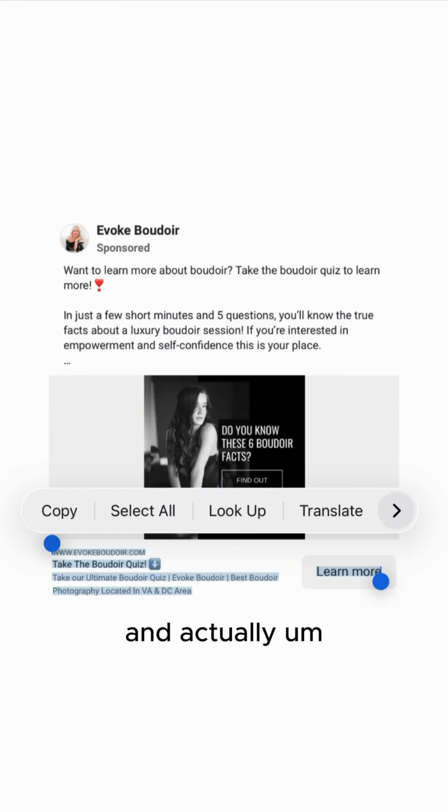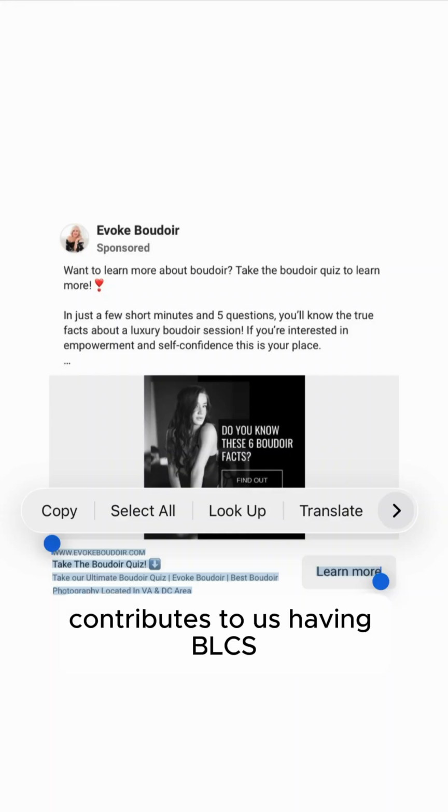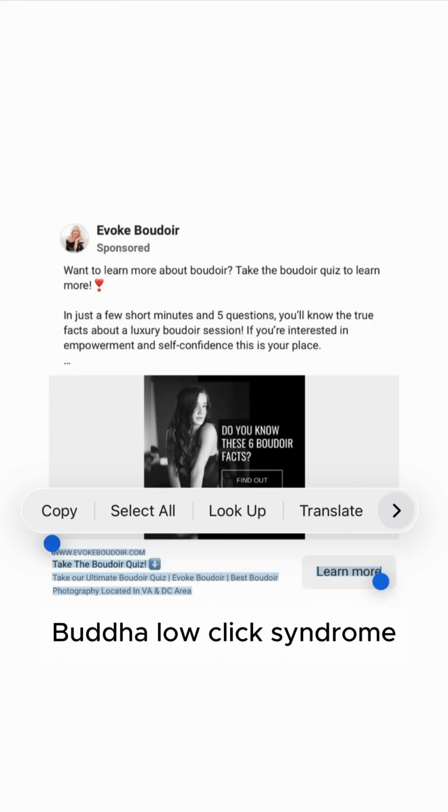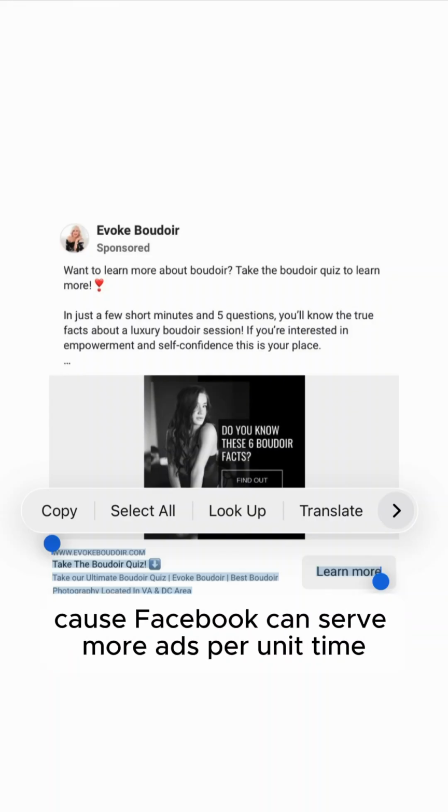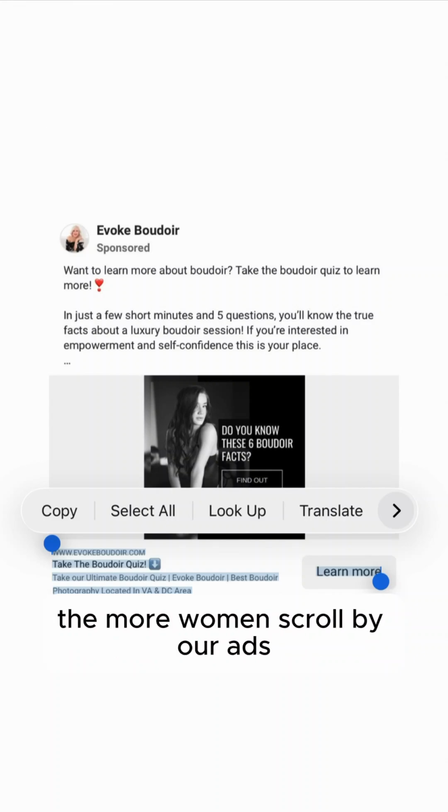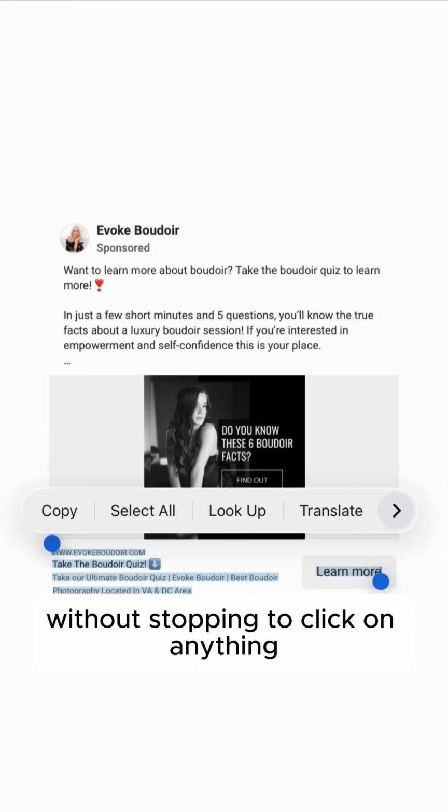and it actually contributes to us having BLCS, Boudoir low click syndrome. Facebook likes it though, because Facebook can serve more ads per unit time the more women scroll by our ads without stopping to click on anything.